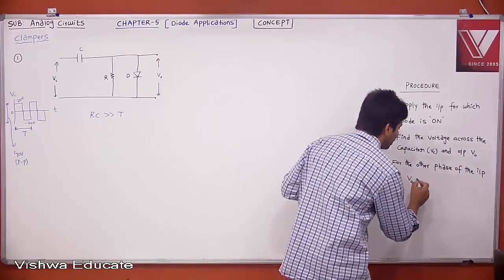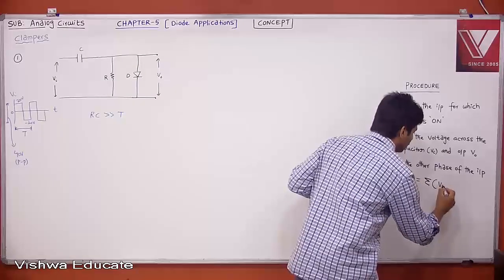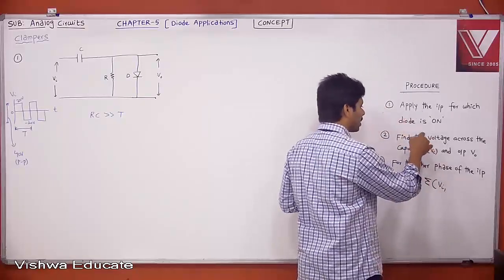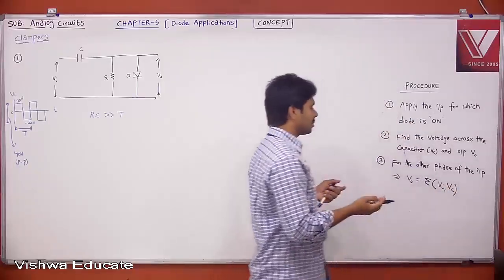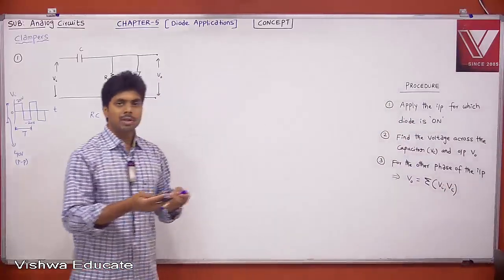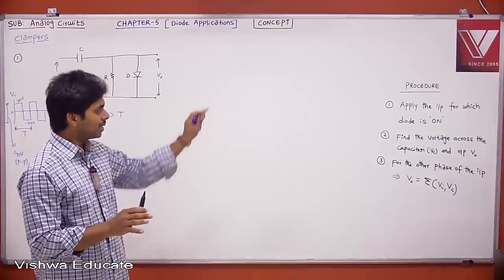Your V0 is not simply what? Vi, it will be the sum of your input voltage and the voltage across the capacitor which is already charged, Vi and then Vc. We will see that. Sometimes it will be subtracted, sometimes added, depending on whether the output voltage is to be shifted up or shifted down. Okay, let's follow.